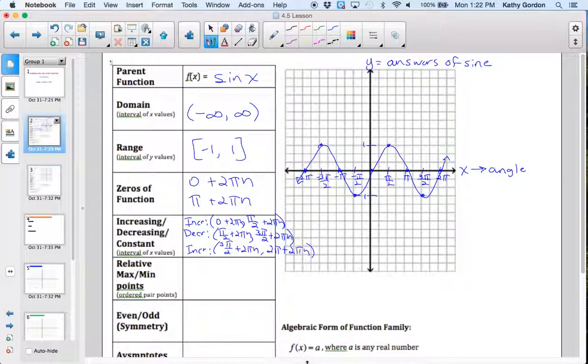All right, max and min points. How many maxes do we have? Another one of those infinitely many. How many mins do we have? Another infinitely many. So same kind of thing is going to happen here. However, the way we write it is going to be just a little bit different because now we're talking about ordered pairs. So where is the max point in this one period? What's the ordered pair? Pi over 2, 1. Pi over 2, 1. Okay?